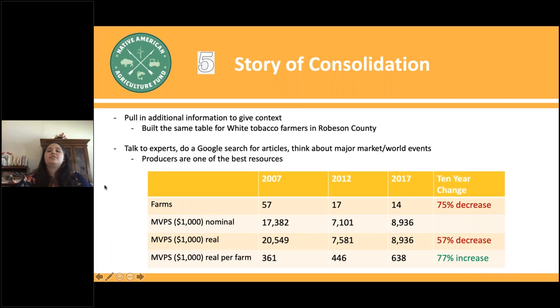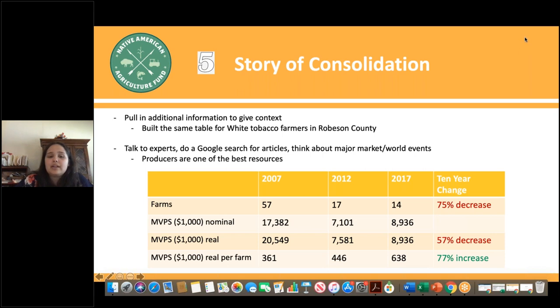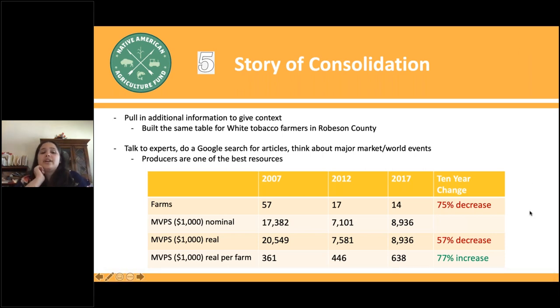Number five, you want to paint a full picture and interpret your findings. So the first thing you want to do is pull in additional information to give context. Okay, so I learned about the American Indian tobacco farms in Robinson County. I want to compare that to something. So I built the same table for white tobacco farmers in Robinson County. You can see their information below. They also had a great decrease in number of farms over the time period, an even bigger decrease in market value of products sold on a real basis, and a consolidation as well.